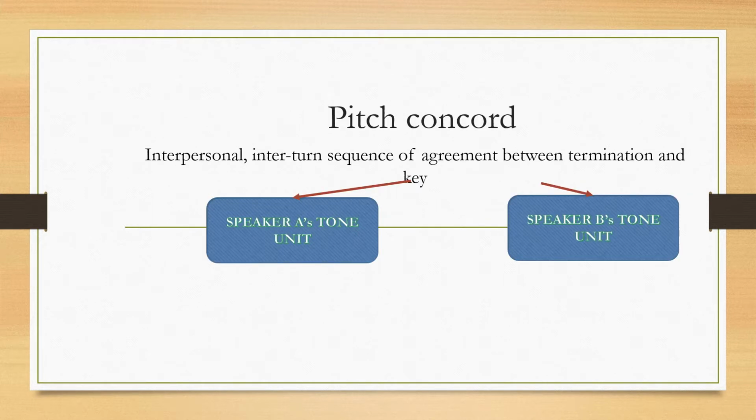This has a particular name. This is called pitch concord. That is the agreement between the termination choice, the pitch level choice of the last tone unit in the turn by one speaker, with the key choice, that is the pitch level of the onset syllable of the second speaker or the following speaker. So as we can see here, this is a sort of interpersonal, inter-turn sequence of agreement between termination and key. Concord is another word for agreement.